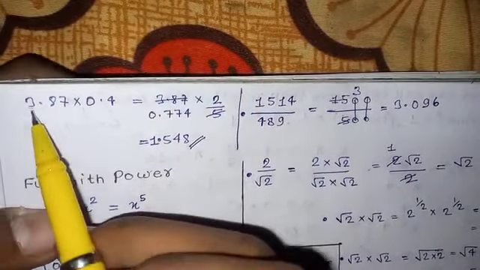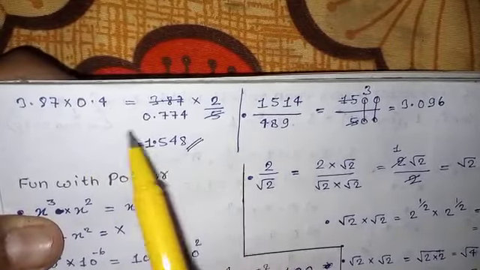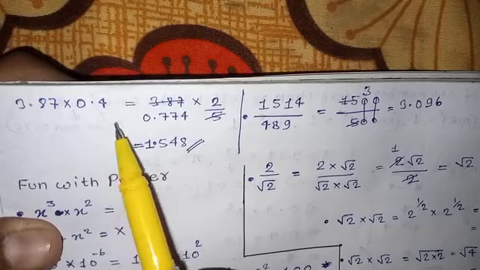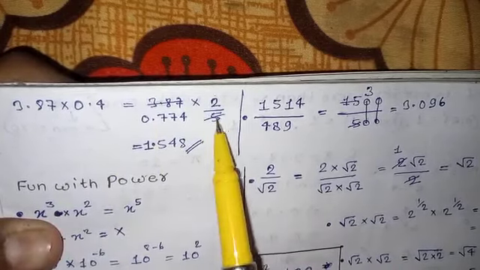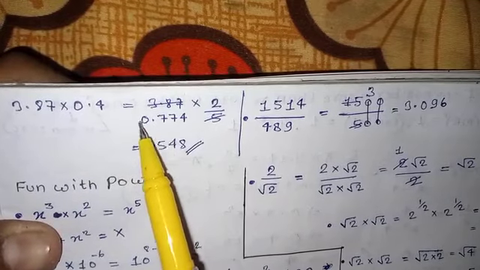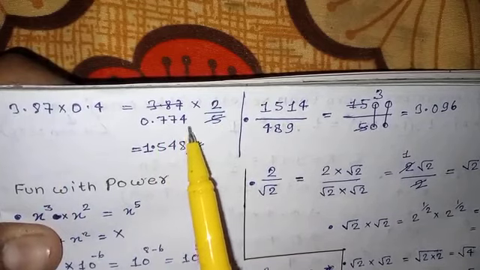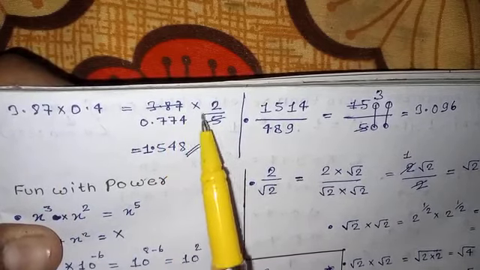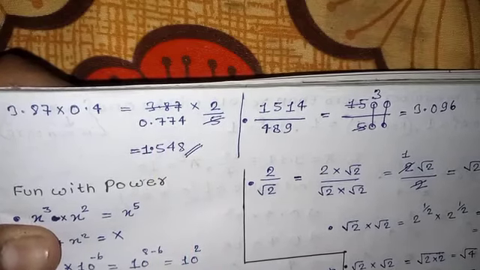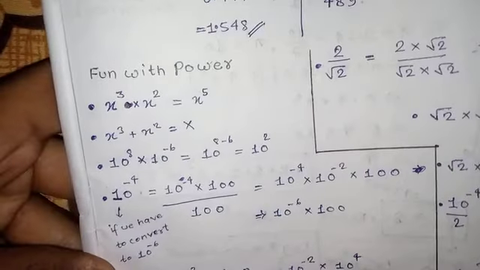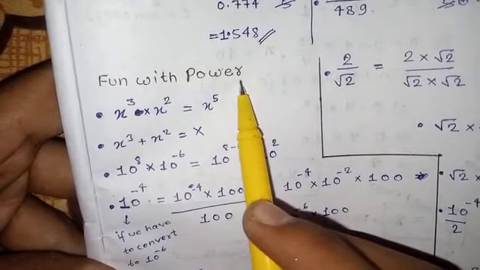Likewise, you can see this one, 3.87 into 0.4. Here we can convert this 0.4 into 2 by 5 by multiplying numerator and denominator by 10. So we will get 4 by 10, and after getting 2 by 5, it will become very easy to solve this multiplication. 3.87 divided by 5 is 0.774, and if you multiply 0.774 by 2, it will become 1.548, and that's the answer.